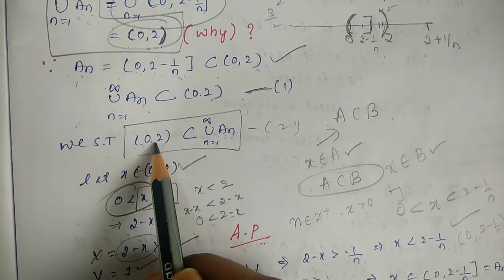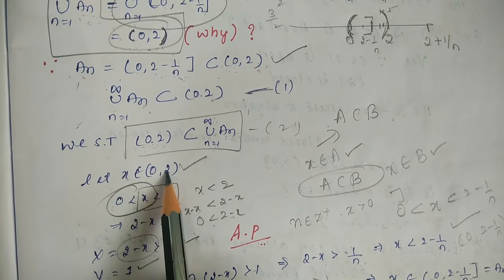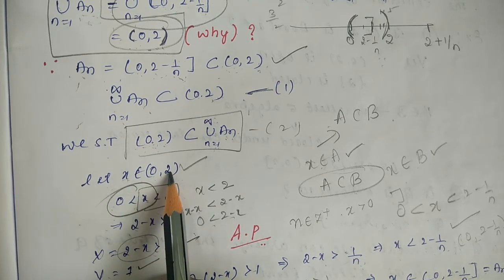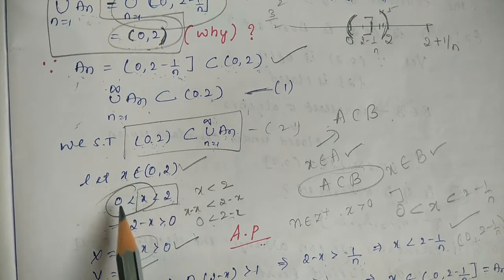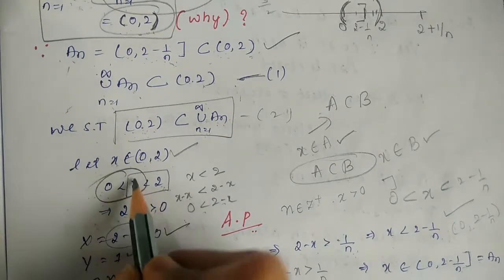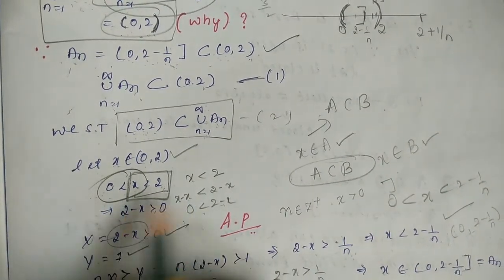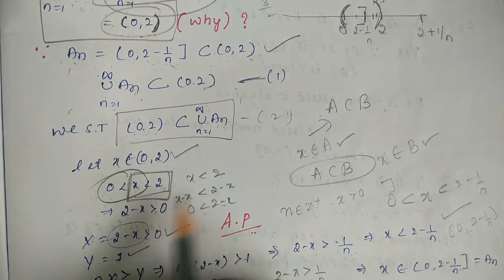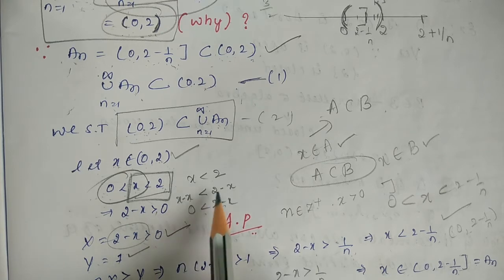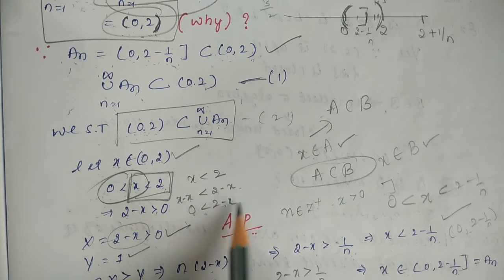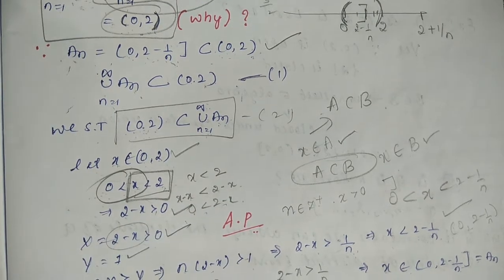For that I am considering x belongs to (0, 2). It means x is between 0 and 2. Is it clear? So x is between 0 and 2. Now take this part: x is less than 2. Subtract x on both sides. Then x minus x is 0, which is less than 2 minus x. So we get that 2 minus x is positive.